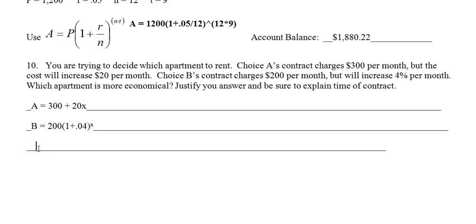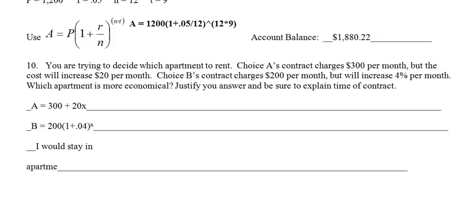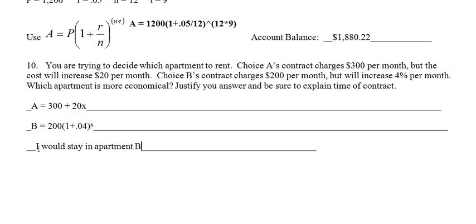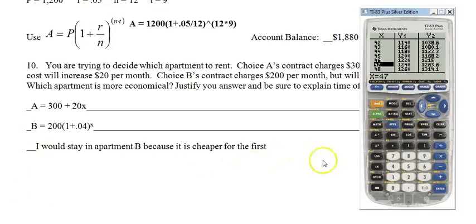Well, this is just me. Personally, I would stay in apartment B unless... it was cheaper until the 47th month.